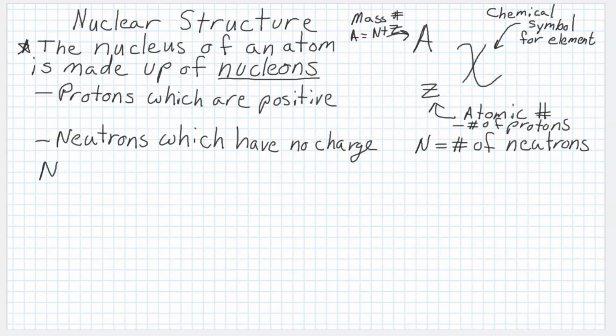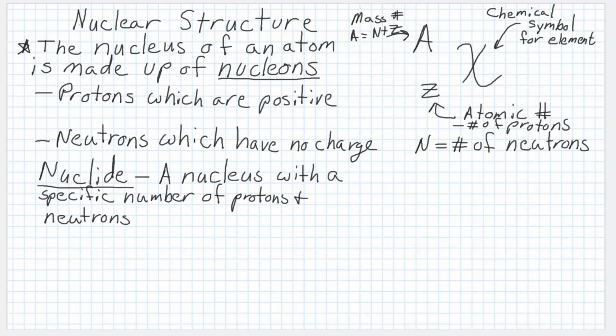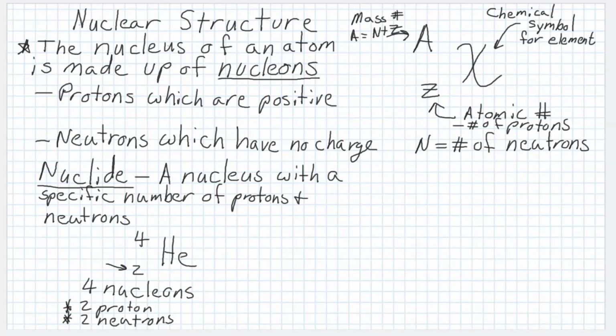So let's look at a specific example for nuclide notation. Remember, a nuclide is a nucleus with a specific number of protons and neutrons. So for example, helium-4, or an alpha particle, its nuclide notation looks like this. And from that notation, I can tell that there are 4 nucleons, because the mass number is 4. And I can see that the atomic number is 2, so I know that there are 2 protons. And 4 minus 2 gives me 2 neutrons. Okay, so there's 4 nucleons total, 2 protons and 2 neutrons in this helium nucleus.